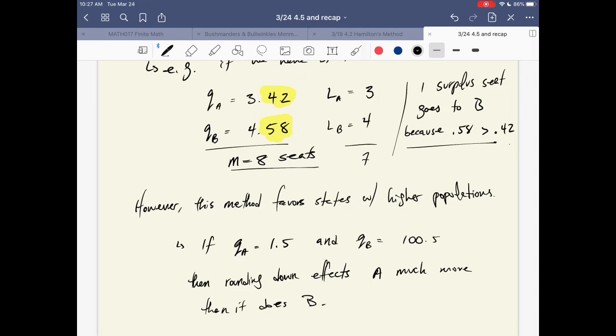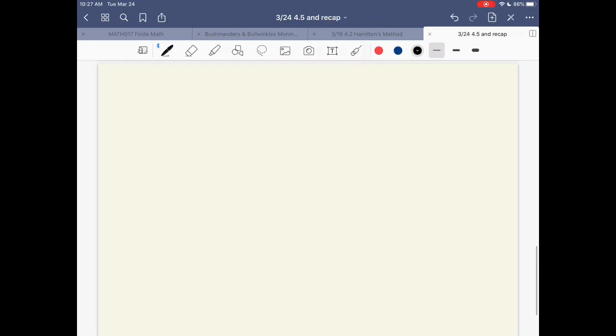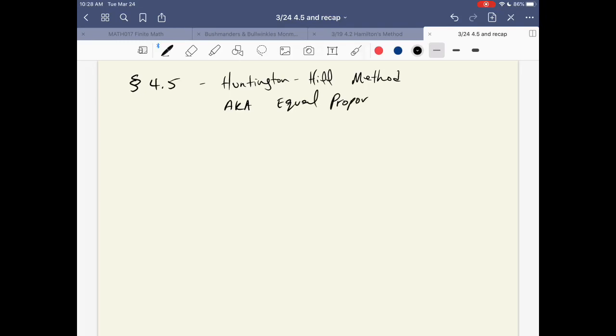Okay, so now that we've done that recap, we can start on Huntington-Hill. So this will be section 4.5, the Huntington-Hill method, aka equal proportions. I believe it's in the Constitution as equal proportions, or sorry, it should have been an amendment. Yeah.